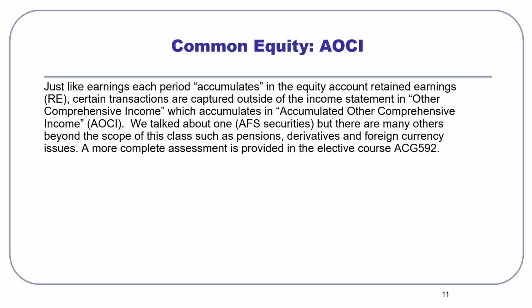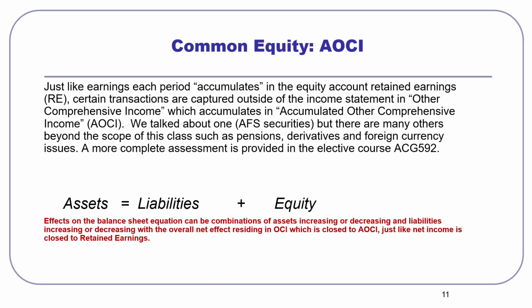The last common equity account is called Accumulated Other Comprehensive Income, or AOCI for short. Certain transactions are captured outside of the income statement in the account called Other Comprehensive Income, which accumulates into the AOCI account. The types of transactions that accumulate in AOCI are typically highly volatile fair value changes pertaining to things like investments, pensions, derivatives, and foreign currency issues. We will only touch on AFS securities in this course. You need to take Accounting 592, Detecting Earnings Management, to get into those other issues.